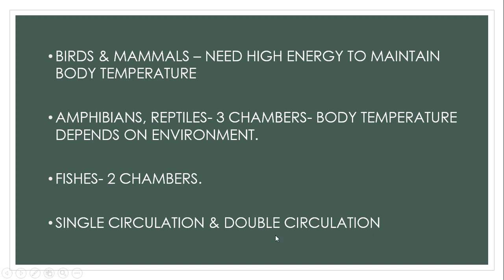It means once the blood comes from the tissue to the heart, again it will go back to the lungs. The same blood comes from the lungs to the heart, and then it will go back to the tissue. That's why it is double circulation. So I hope you have understood this topic. We will move to the next topic.